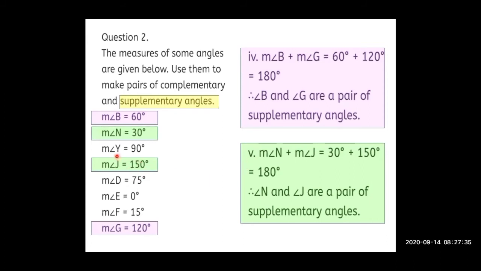Next is here, second angle. Measure of angle N equals 30 degree. And the fourth angle, measure of angle J equals 150 degree. So measure of angle N plus measure of angle J equals 30 plus 150 degree equals 180 degree. Therefore, angle N and angle J are a pair of supplementary angles. Okay. So do you find any more pair of supplementary angles? No. So we get 5 pairs, out of which 3 were pairs of complementary angles and the remaining 2 were supplementary angles.